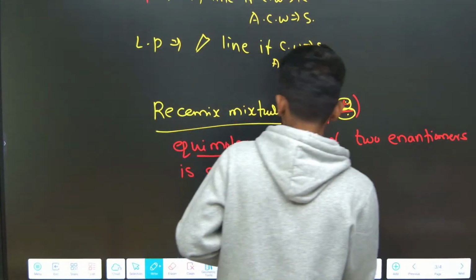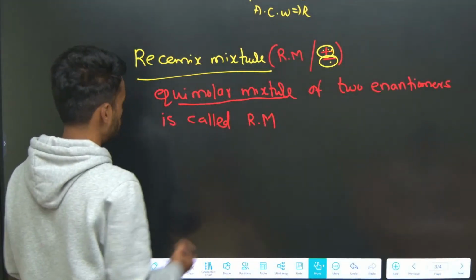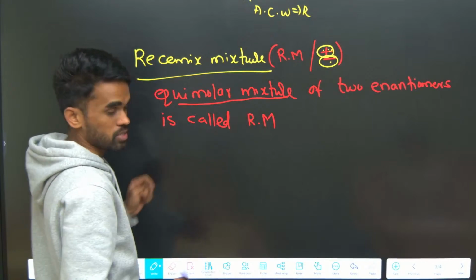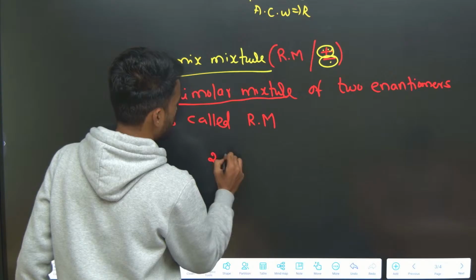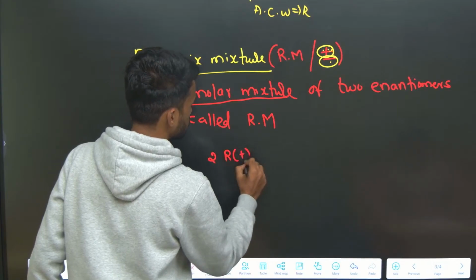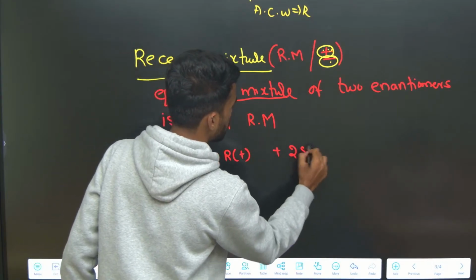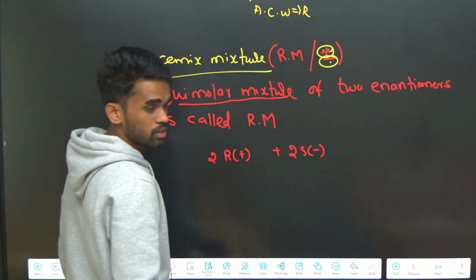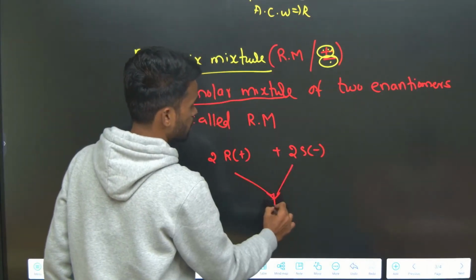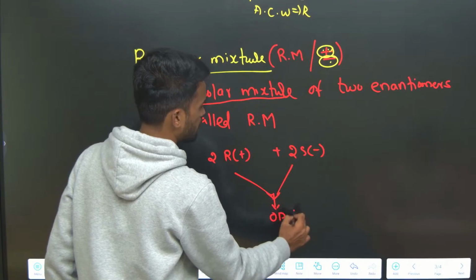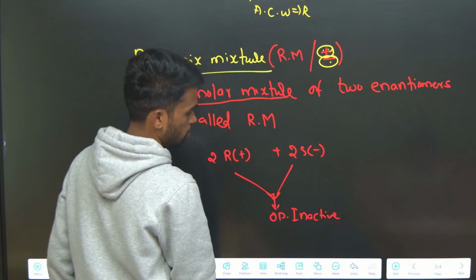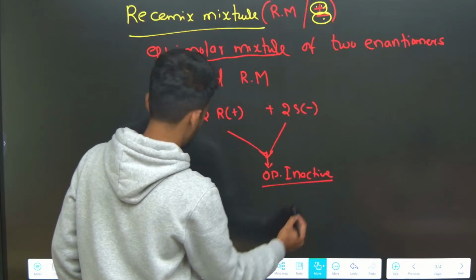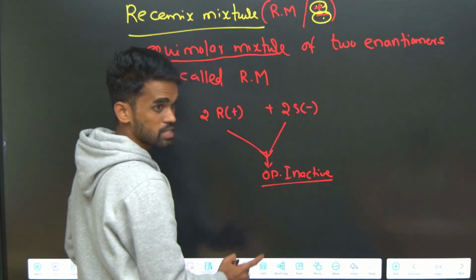Okay. So an equimolar mixture of two enantiomers is called a racemic mixture. For example, I am taking 2 ml R configuration plus 2 ml S configuration. Now what happens? It is an equimolar mixture, so the resultant solution will be optically inactive. Okay, so optically inactive. What is the reason? Due to external compensation, you can write.